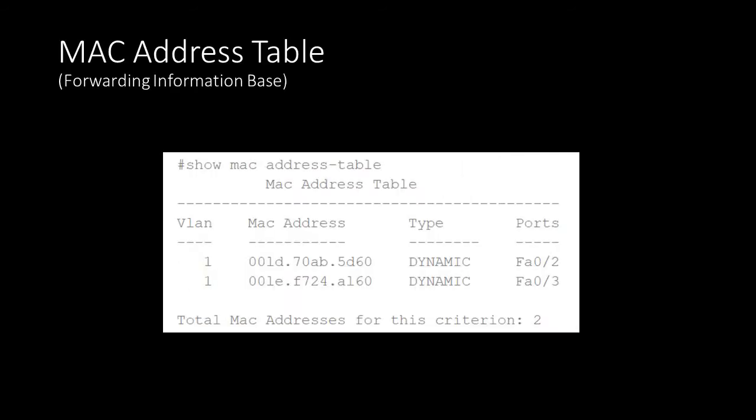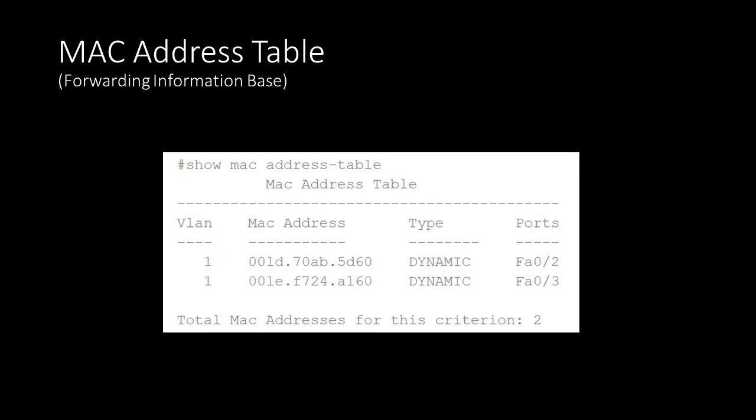Switches maintain a memory of attached devices called the forwarding information base, or MAC address table. It stores each known device on the local network. This table has 4 columns: VLAN, MAC address, type, which can be either static or dynamic, and physical port.